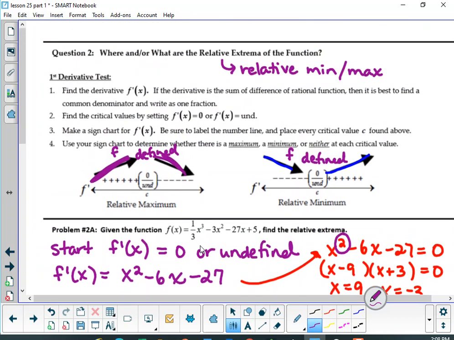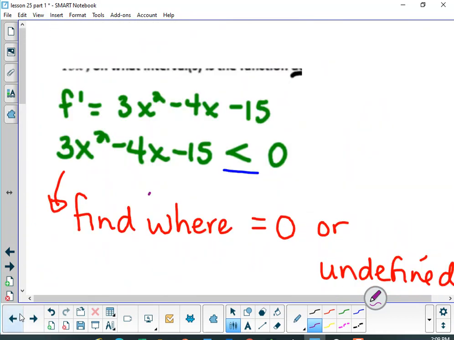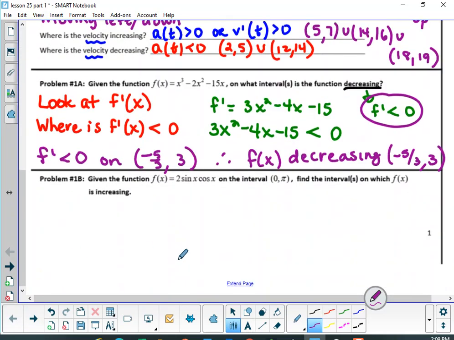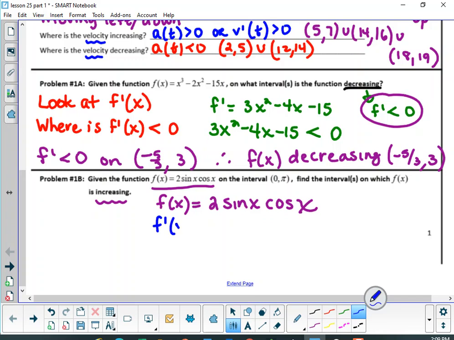Now, since this video is a little shorter than the first one, I'm going to back up and let's do problem 2. This was just a question about increasing. And my function is 2 sine x cosine x. To do f prime, I'm going to have to follow the product rule.